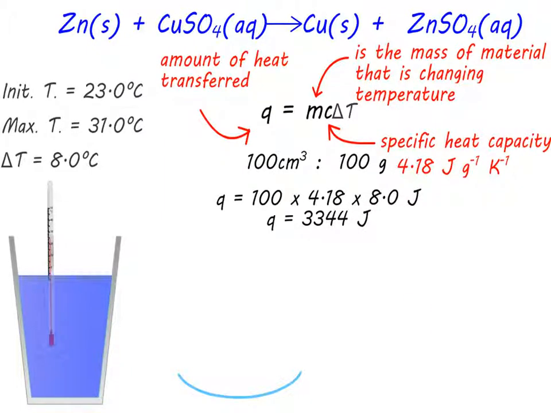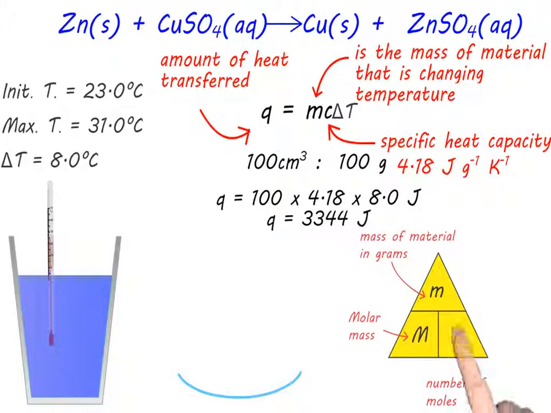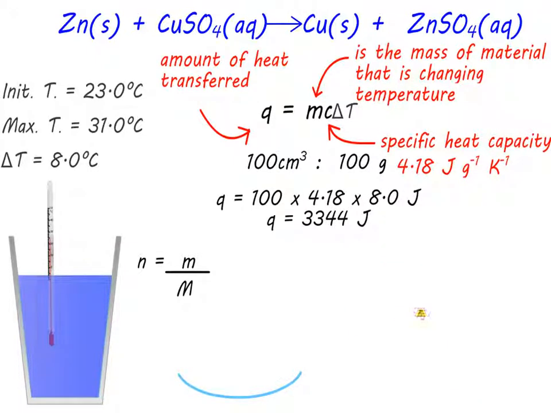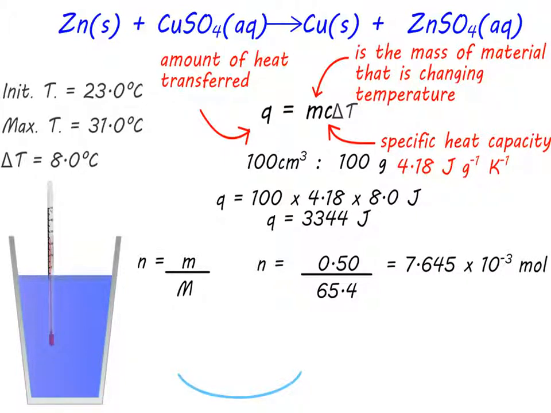To find the number of moles of zinc, we use the triangle here to get the formula n equals m, the mass of the substance, divided by M, the molar mass. The molar mass of zinc is 65.4 grams per mole, and so the number of moles of zinc reacted is 7.645 × 10⁻³ moles.